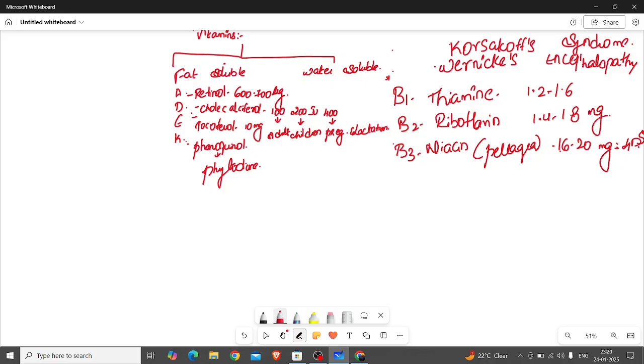The 4Ds mean dermatitis, diarrhea, dementia, death. These 4Ds indicate the deficiency of B3, niacin.